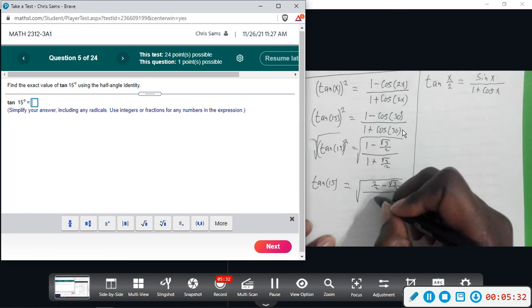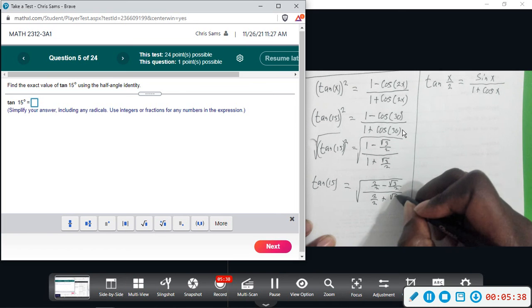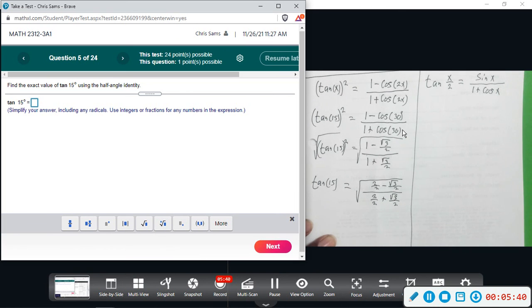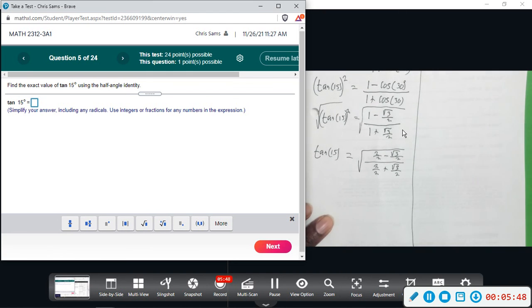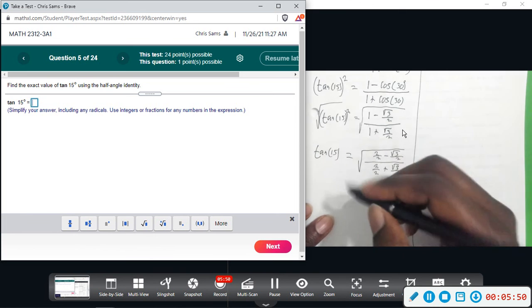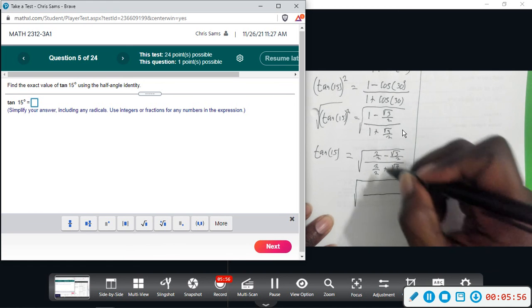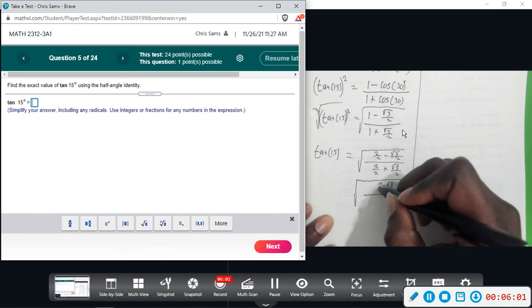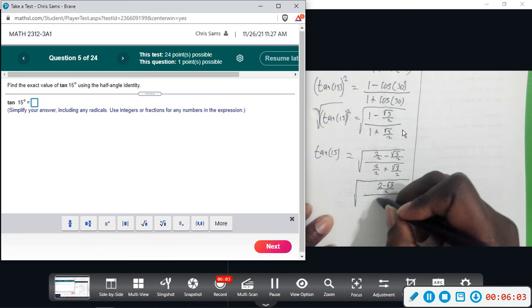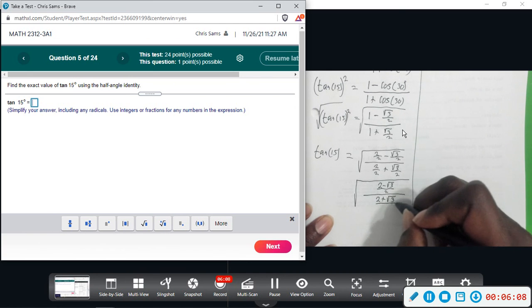Same thing on the bottom, I'm going to rewrite that as 2 over 2, and then plus square root of 3 over 2. So in this case, the formula that we have in the Trig cheat sheet is more messy than the other version. Sometimes this one is more messy, it just depends. So underneath the big square root, we have two fractions. We have 2 minus square root of 3 over 2, and then on the bottom we have 2 plus square root of 3 over 2.